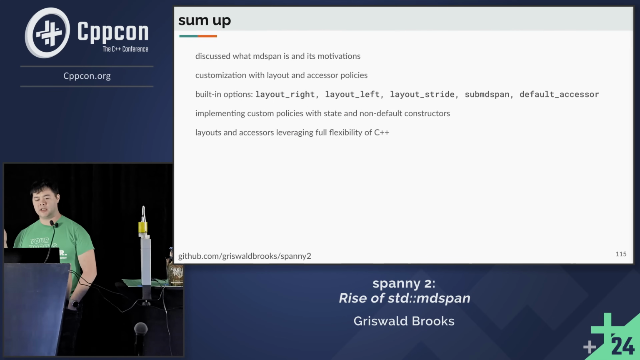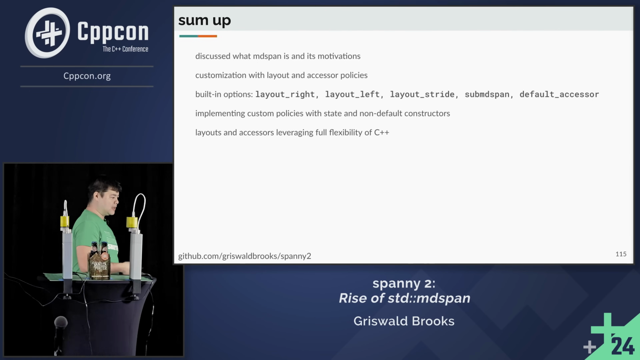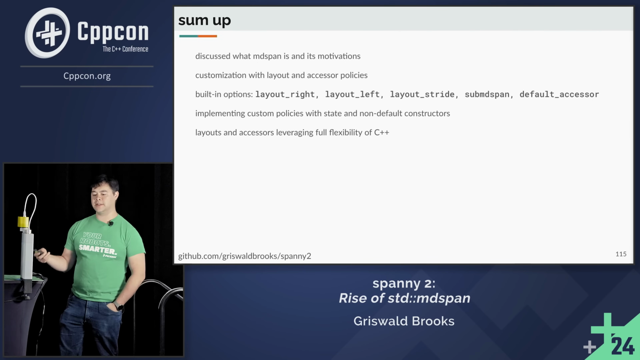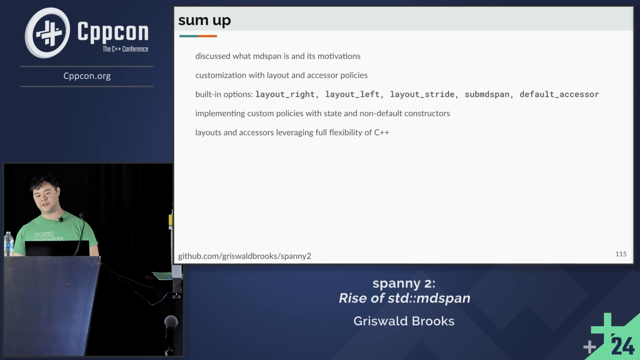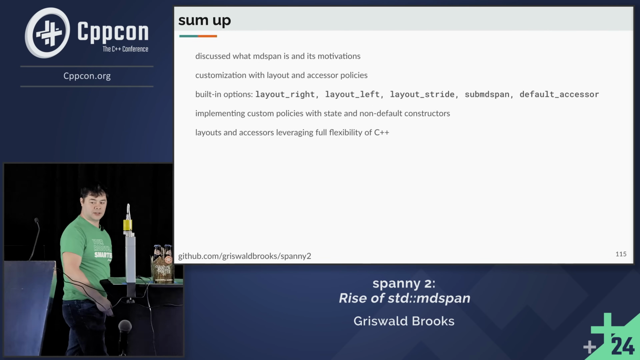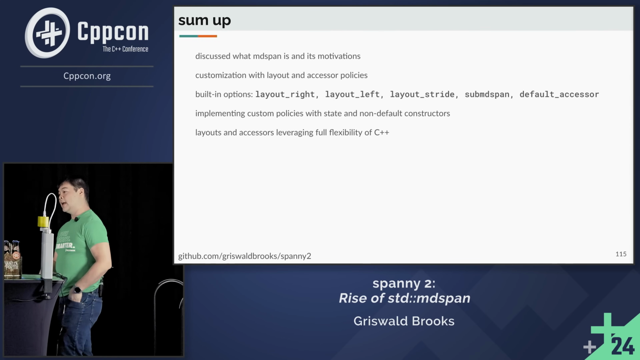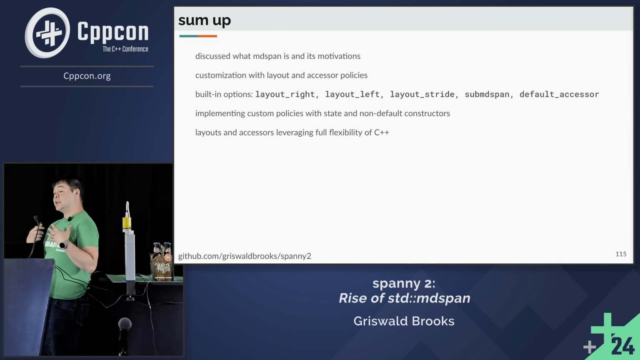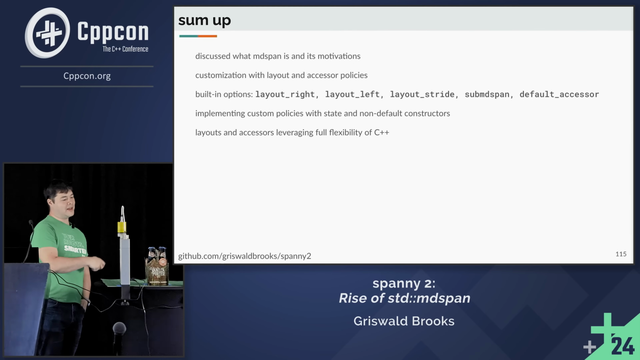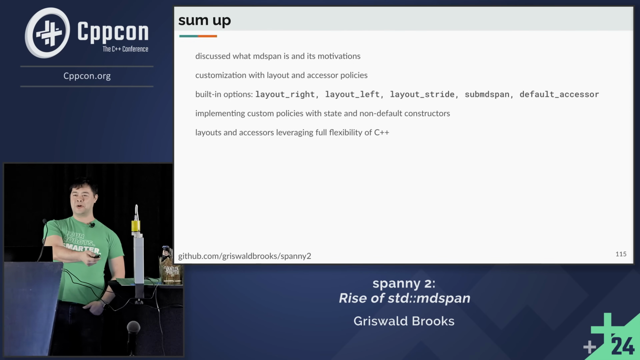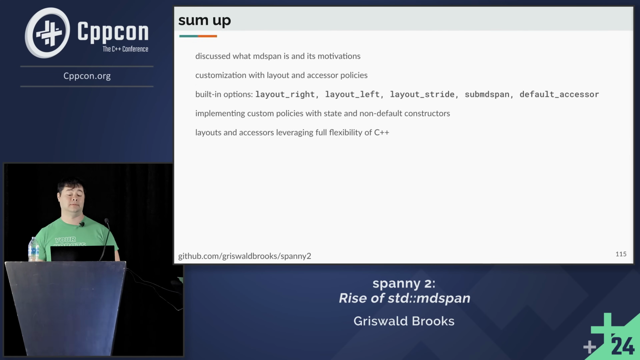All right, so let's wrap it up. What did we talk about? We talked about what mdspan is. We talked about the motivations for having an mdspan. We talked about the customization points, what layout policies and Accessor policies are. We talked about what the built-in options for all those things are: layout right, left, stride, sub-mdspan, the default Accessor. We talked about how to implement our own custom layout and Accessor policies, and we showed you that they can leverage all the flexibility that C++ can bring to bear. Whether or not that's always a good idea, whether or not you should build a couple of robots to implement a futures matrix type, not the point of this talk, but you can.